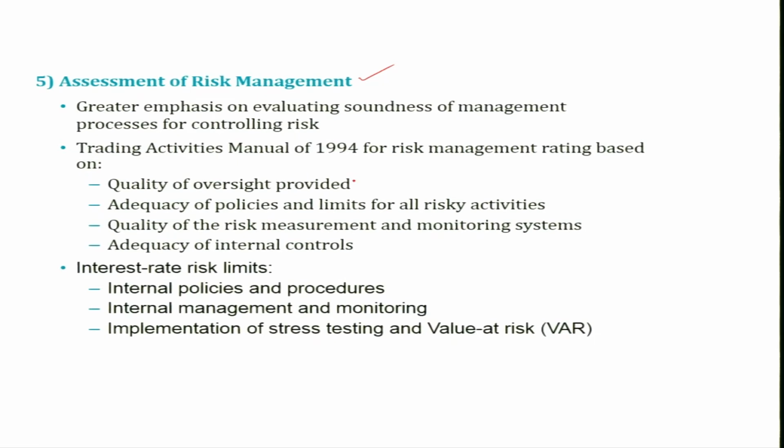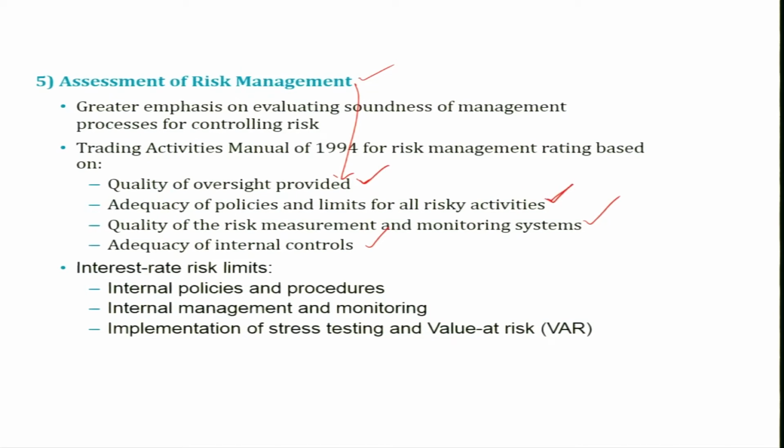One is the quality of oversight provided, and the other one is adequacy of policies and limits for all risky activities. Third is quality of risk measurement and monitoring systems, and the last one is adequacy of internal controls. So these are the four elements of sound management assessed to arrive at the risk management ratings. Quality of oversight is provided by the board of directors and senior management, because mainly the question is about the management. The adequacy of policies and limits for all activities that present significant risk will also be assessed.